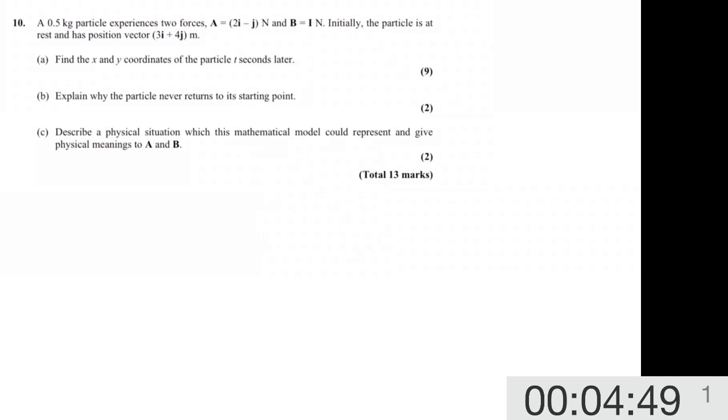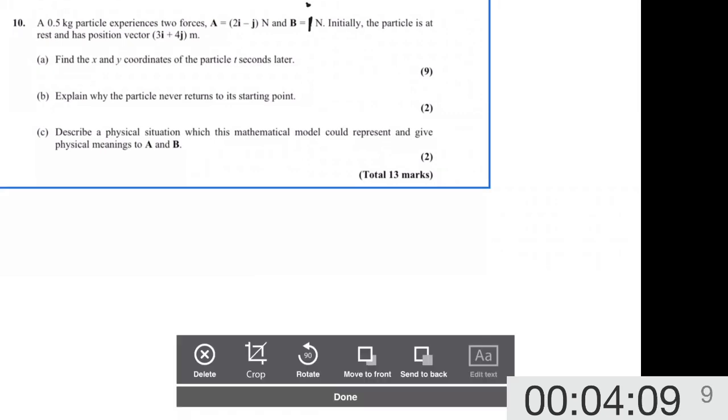So it's forces and looks like a bit of SUVAT as well there. It's not actually very clear this. B is I. I don't like how they've made that capital I, so I'm going to change it. B is capital I Newtons. So there's not a 1, it's an I.